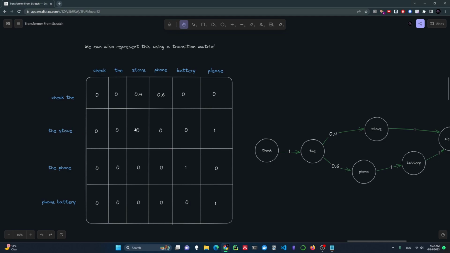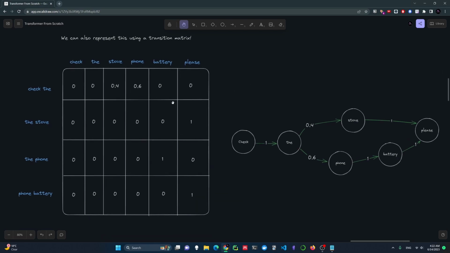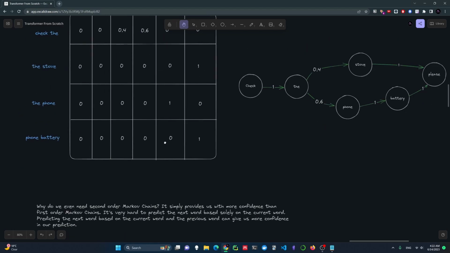And what about the stove, right? After the word the stove, it should be 100% the word please, right? Just like here. And the phone, it should be battery, right? The phone, these two words together, we have battery. So these have to be in sequence for it to be a second order Markov chain, right? We'll see later on what happens if we just skip around, if we don't have them being in a sequence. Okay, now I think that's pretty clear.